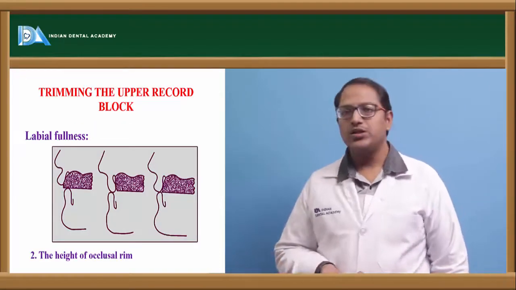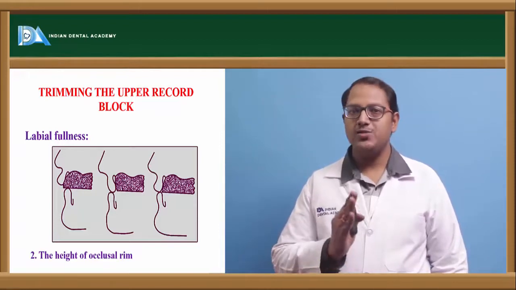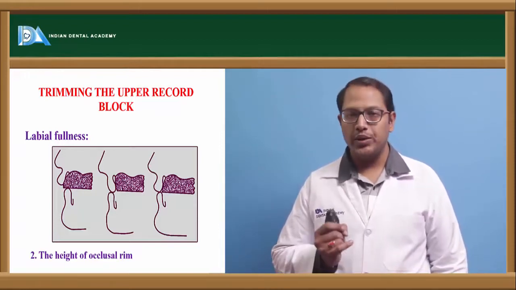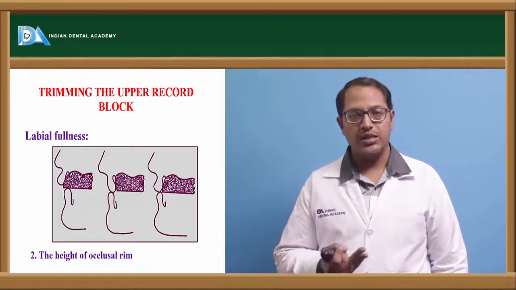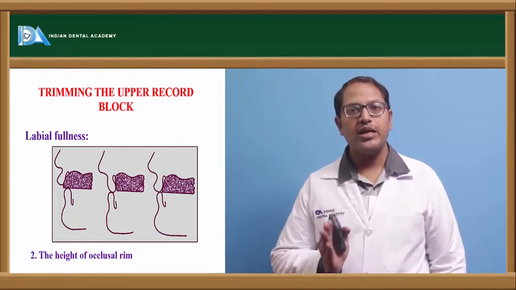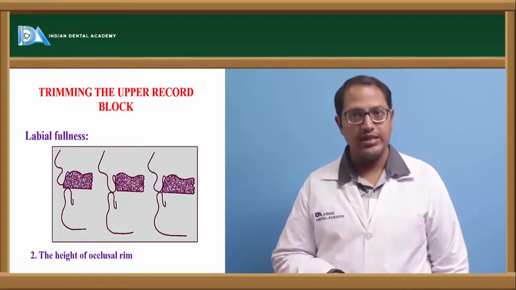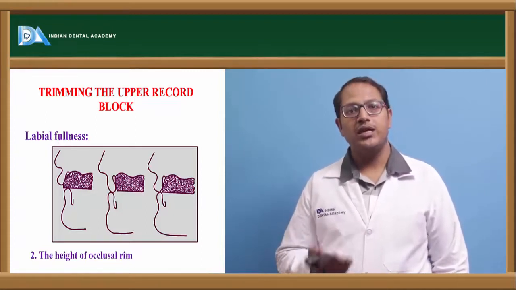So coming to the first one, that is orientation of jaw relation. Actually, jaw relation is based on three different parts: orientation jaw relation, vertical jaw relation and horizontal jaw relation. Before going to orientation jaw relation, we need to check a few things which govern the orientation jaw relation.